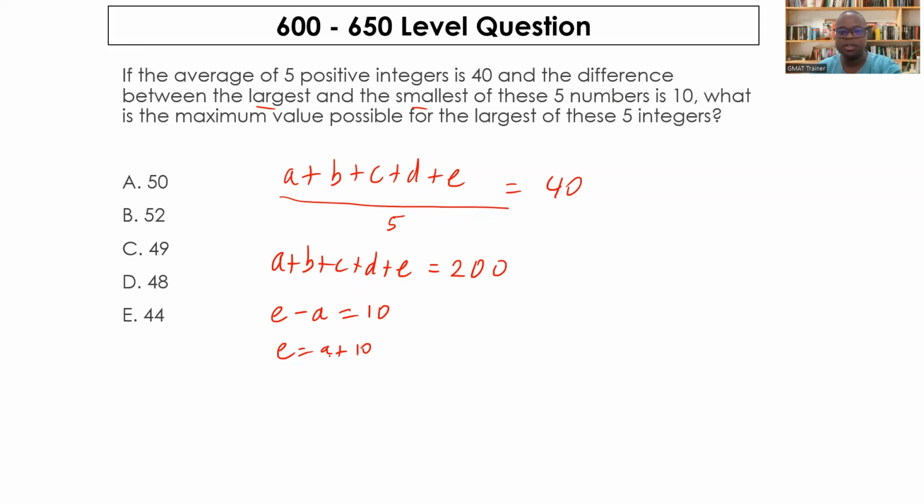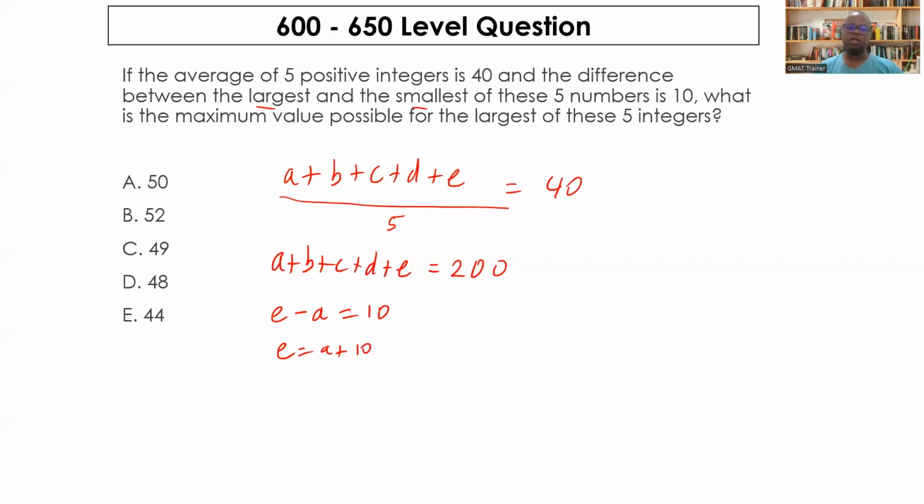10 plus A? This is where now the concept comes in for maximizing and minimizing values. The concept comes in at this point in time. So what does this become? To find the maximum possible value of E or of A, or the largest digit in this situation, we need to minimize all the other values.